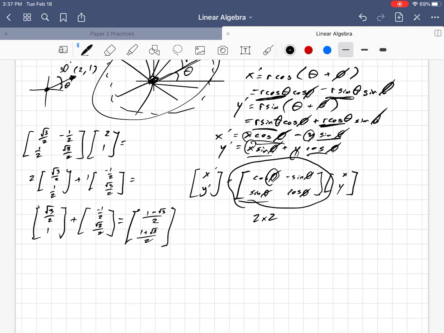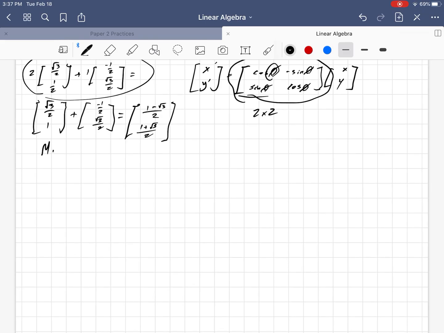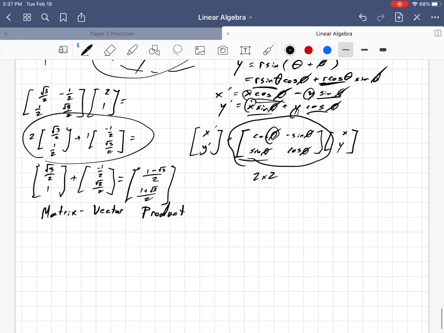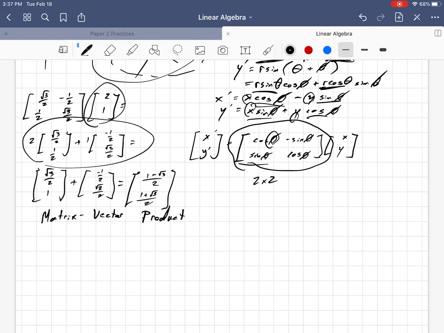And so what happened in this step here is what's called the matrix vector product. And I think it's kind of a misnomer because a vector is a matrix, so you could kind of call it the matrix product. But this matrix here with only one column is more specifically called a vector.